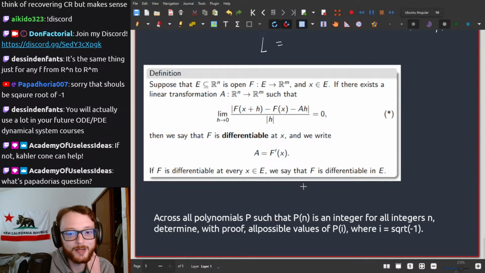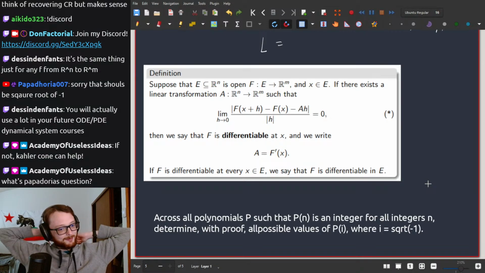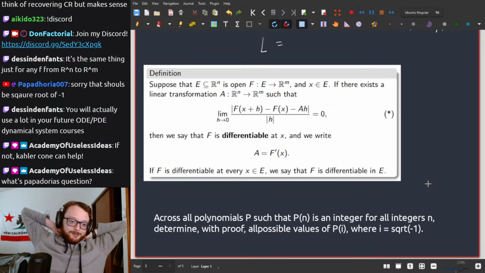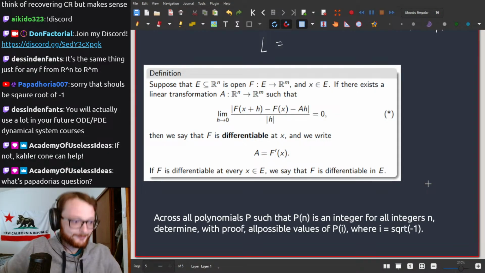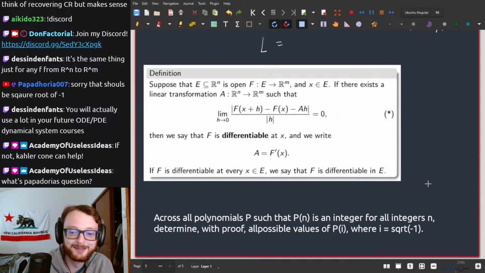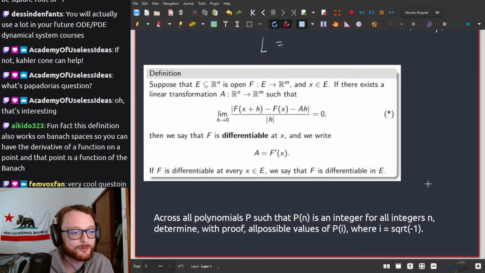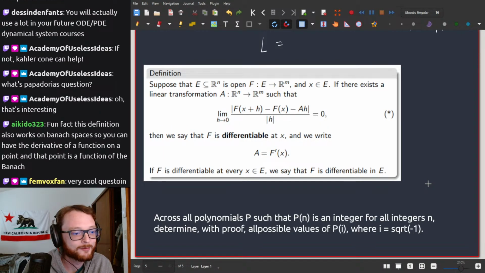Papadoria's question is this one at the bottom of the screen here. I feel like we don't know enough about this polynomial. This definition also works on Banach spaces, so you can have the derivative function on a point, and that point is a function of the Banach. I haven't learned about those.